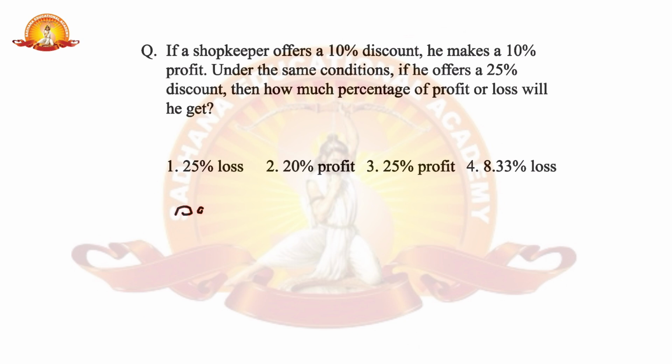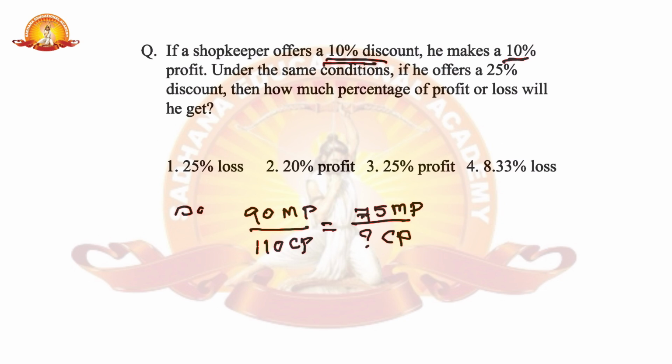If a shopkeeper offers a discount of 10%, he makes a profit of 10%. Under the same condition, if he offers a 25% discount, then how much percent of profit or loss will there be? First, he is giving a 10% discount. When he gives a 10% discount, he sells the article at 90% of MP. And he is making a profit of 10%. That means he will get an income of 110% of CP. Now, coming to the second case, when he gives a 25% discount, that means 75% of MP gives him how many times of CP is the question.